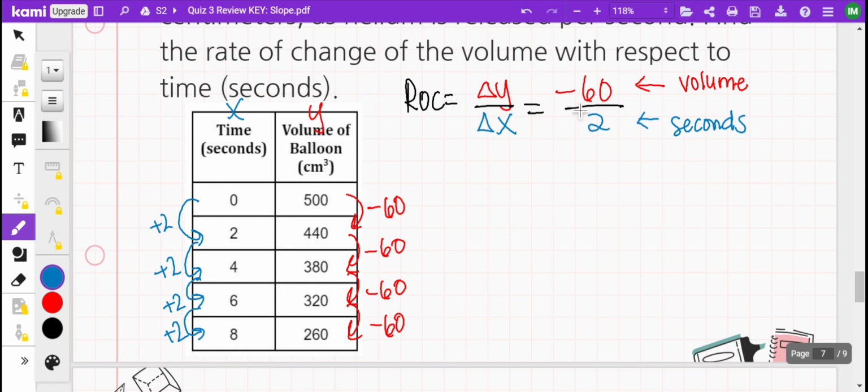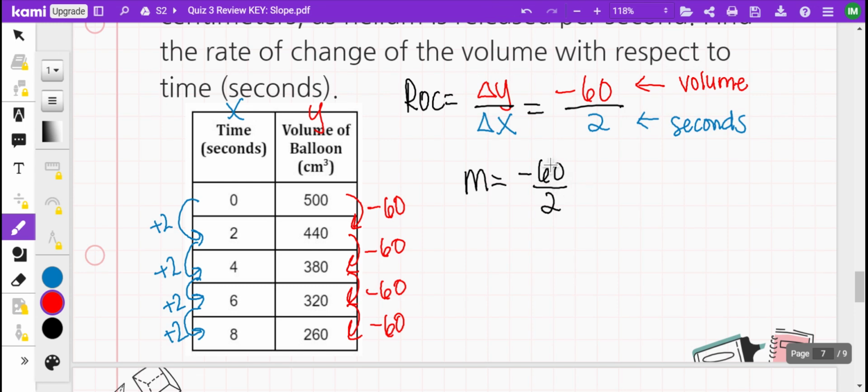But notice how we have two even numbers here. That tells me that I could simplify. Let me just write that here. Negative 60 over 2. I can simplify to make this number a little bit better. You can say that 2 divides 60.